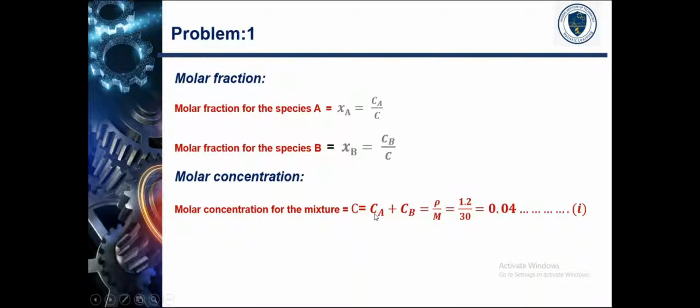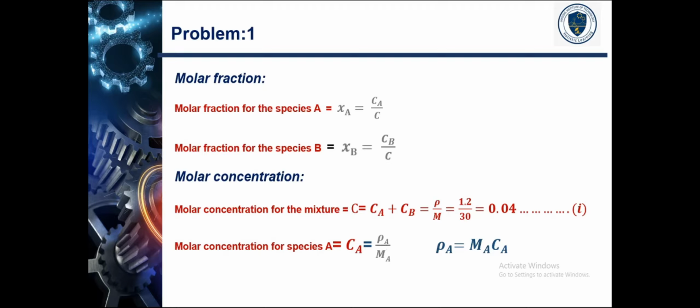What is CA? That is the molar concentration for species A. CA is equal to rho A by MA, where rho A is the mass concentration of species A and MA is the molecular weight of species A. If you rearrange this term, rho A is equal to MA into CA. In the same way, the molar concentration for species B can be written as CB is equal to rho B by MB, and cross multiplying, rho B is equal to MB into CB.